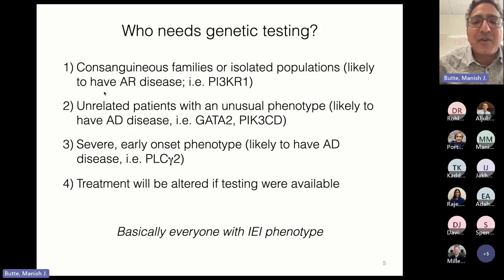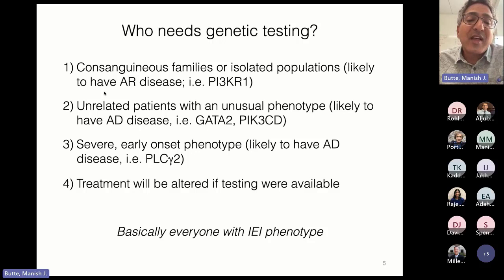When you really need to prioritize who needs genetic testing, think about the patients who are consanguineous. All of them should get genetic testing because they may have an autosomal recessive disease. Think about patients who have a very unusual phenotype or a severe phenotype, someone who has West Nile virus encephalitis, someone who has lymphoproliferative disorders. Many of them may benefit from genetic testing because you may have an autosomal dominant or a de novo disease, even if there's no family history at all.